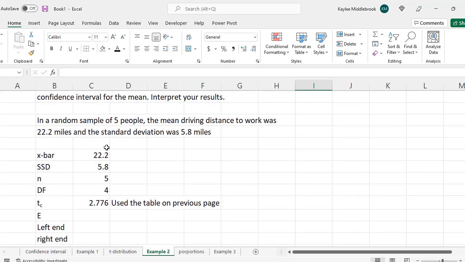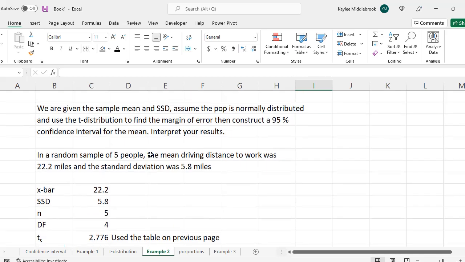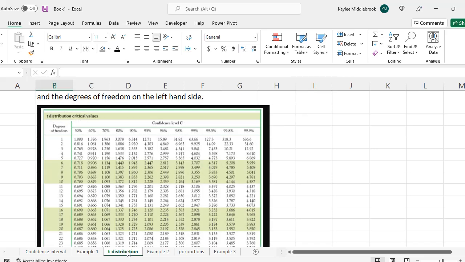Oh, did I do that wrong? Oh, wow, I said 13. The degrees of freedom is 4. That's why I always want to double check. There we go, let's try that again.